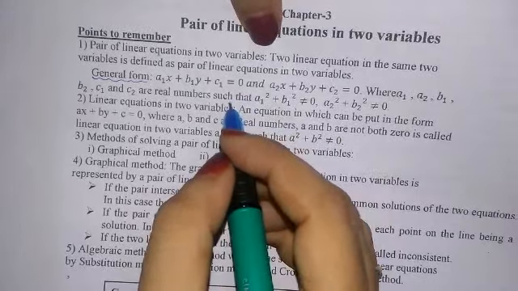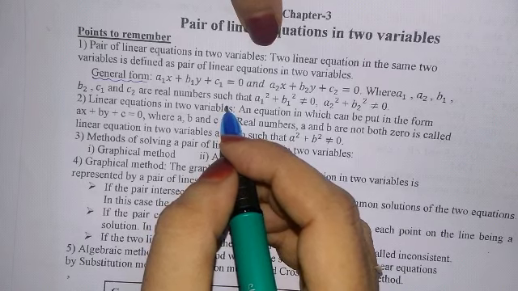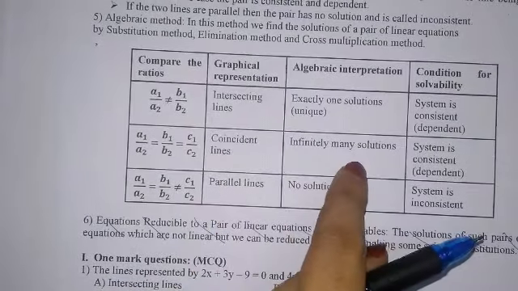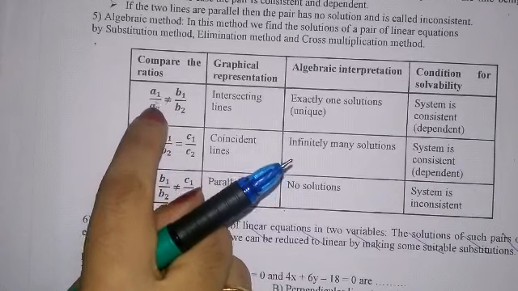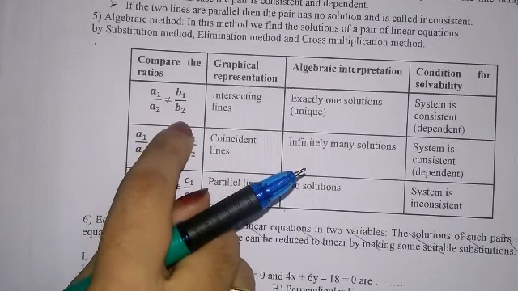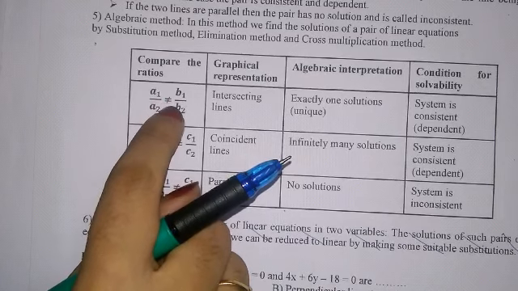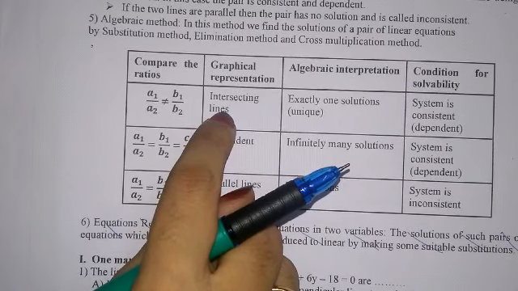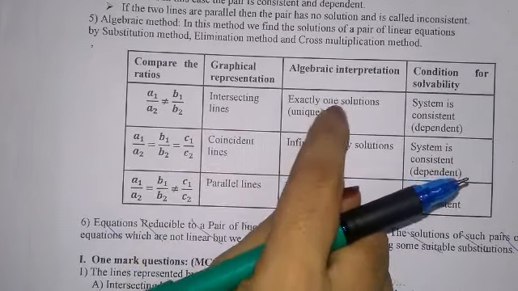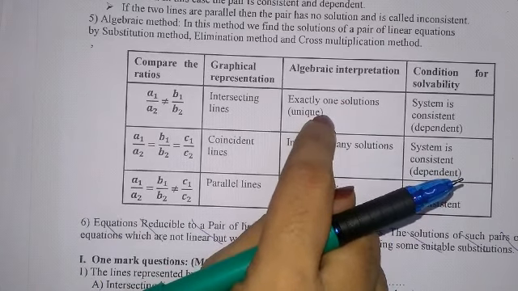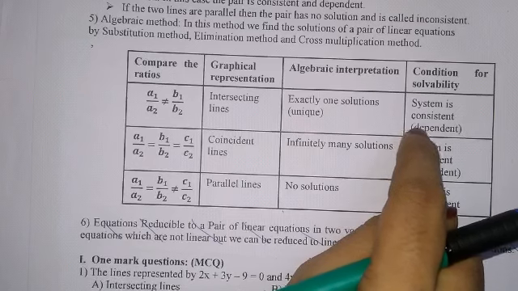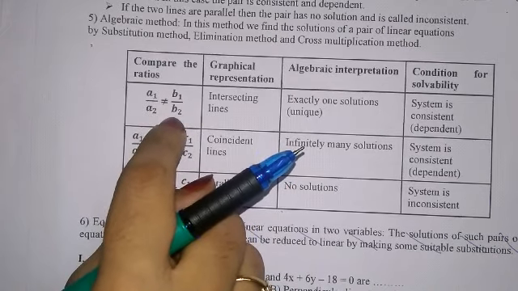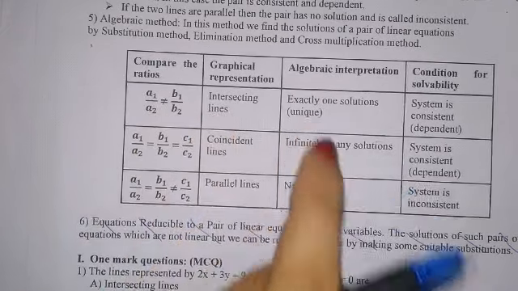The next important thing: we all know that there are the graphical method and the elimination method. Now the next important thing is this tabulation. We should know here that when a1 upon a2 is not equal to b1 upon b2, then it is an intersecting line, and it has exactly one solution, that is a unique solution. So the system is consistent. Here a1 upon a2 is not equal to b1 upon b2: intersecting line, unique solution.